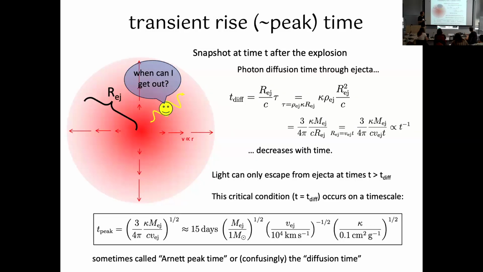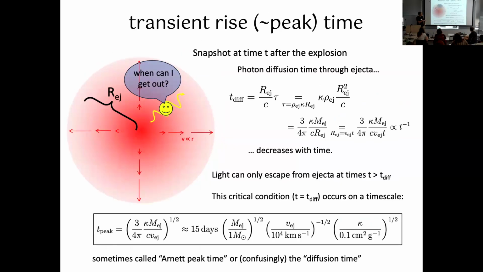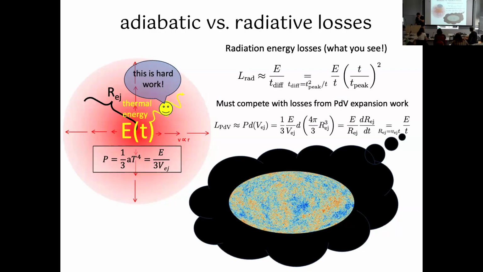It's the diffusion time, at the time when t is equal to the diffusion time. So it's not the general diffusion time, which, as I said earlier, is actually dropping in time. So this is the time where the radiation can finally get out. So everyone's happy.